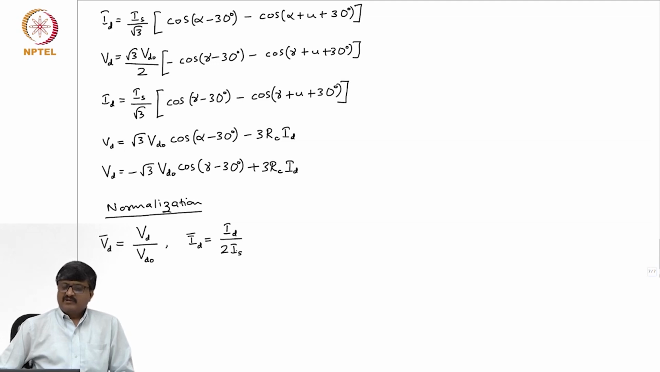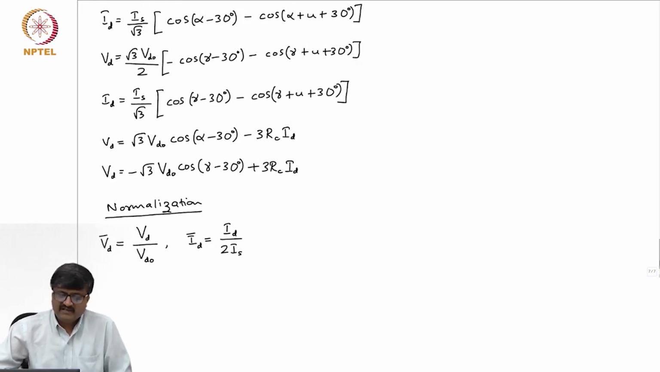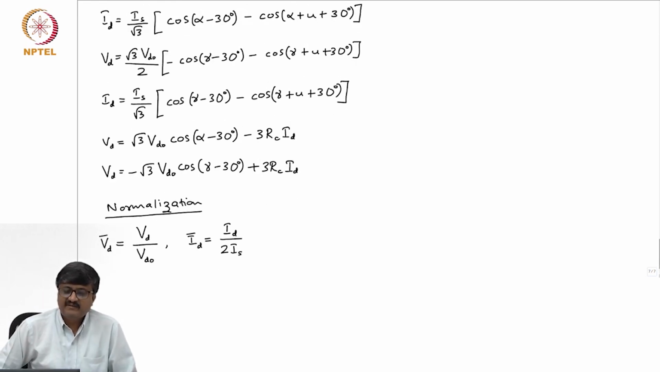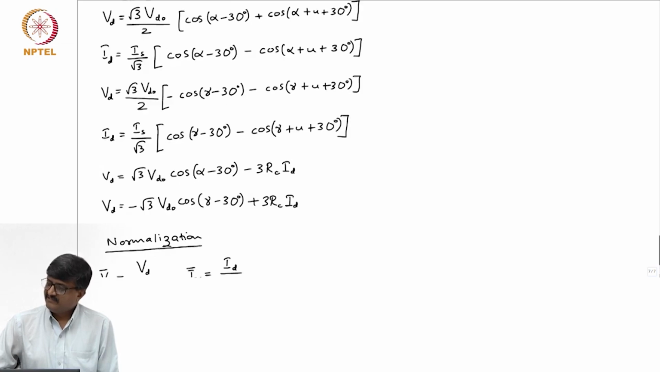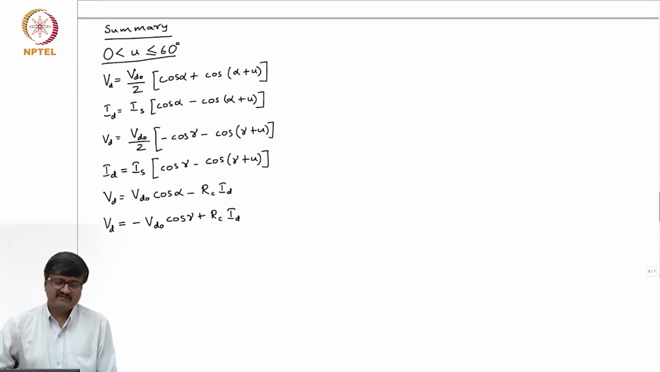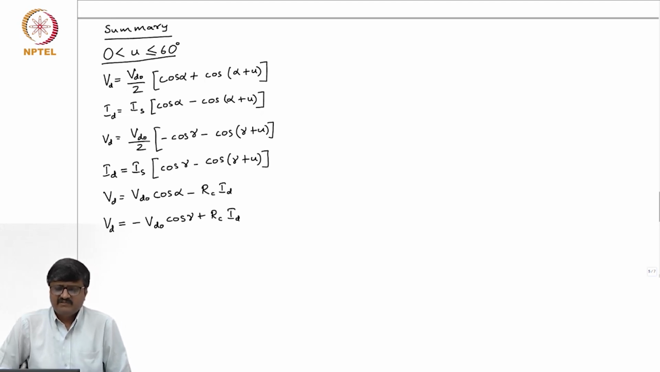So what we will do is try to rewrite the equations that we wrote just now in terms of the quantities in per unit. I have VD and ID in the equations. So I will normalize these equations and write them in terms of VD bar and ID bar, which are nothing but the voltage and current in per unit. I get the equations in per unit either by dividing by VDO, which is the base value of VD, or by dividing by 2Is, which is the base value of the current.